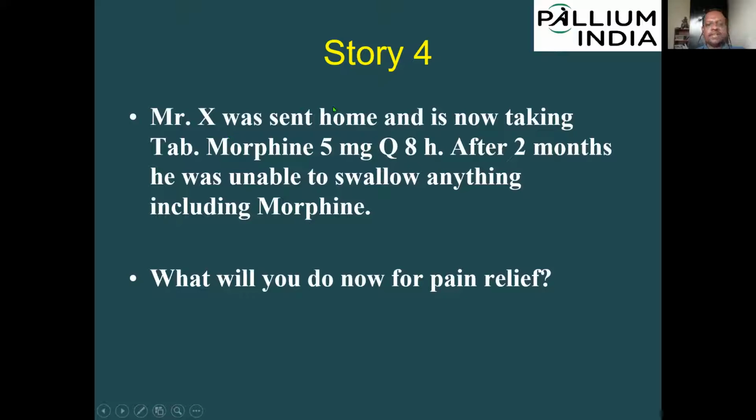But this patient is at home. So will you be able to give injectable morphine at home? Transdermal fentanyl patch is another option. But how much transdermal fentanyl would you give in this patient? So this patient is taking only 15 milligrams, isn't it? So can we give morphine through any other route?